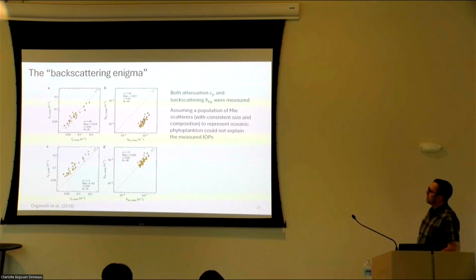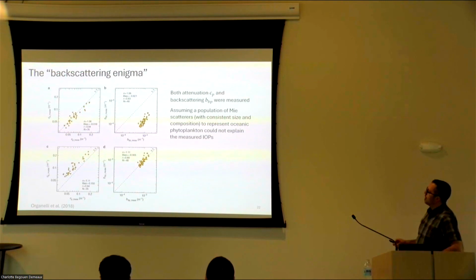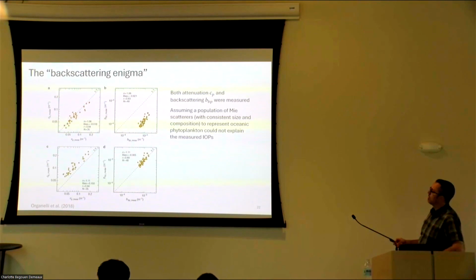More recently, there's been some work moving beyond the Mie assumption to explain that enigma. This is an example of what that enigma looks like. Here we have data measured in the surface ocean, places where we expect phytoplankton to dominate. We have c measured, c modeled, bbp measured, bbp modeled, making some assumptions on the size distribution and the index of refraction. If we find an index of refraction that fits the beam attenuation really well, all of a sudden we're way off on our backscattering.